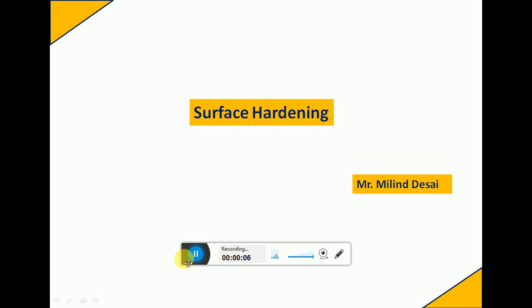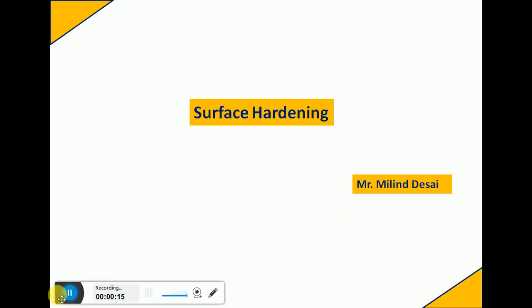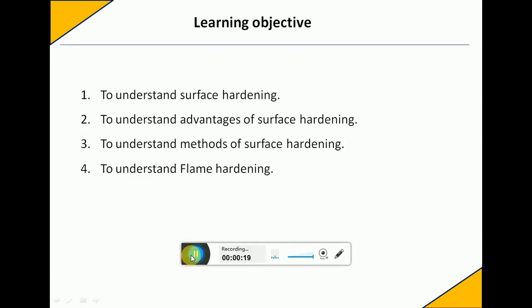Today we are going to learn surface hardening. Learning objectives of this session are to understand surface hardening. Second objective is to understand advantages of surface hardening. Third, to understand methods of surface hardening. And fourth is to understand flame hardening.